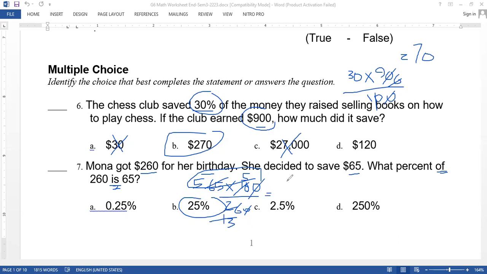Or you can do it normally or mathematically. You multiply 65 by 100. It's 6,500, and we divide 6,500 by 260. It's easier for you now to erase 10 by 10. This means you divide 650 by 26.